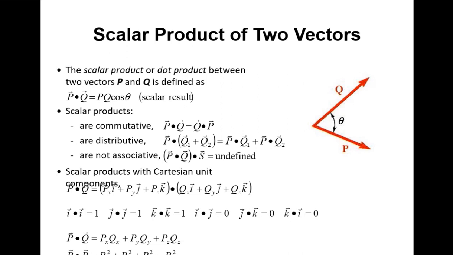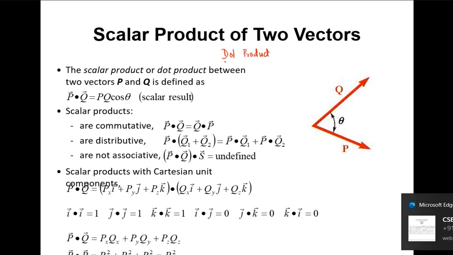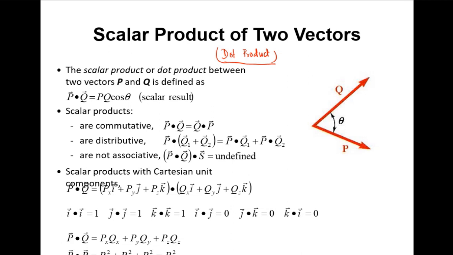Now coming to the scalar product of two vectors. Basically the scalar product of two vectors is what you have learned as the dot product. Now the scalar product or dot product between two vectors P and Q is defined as P dot Q equal to PQ cos theta.